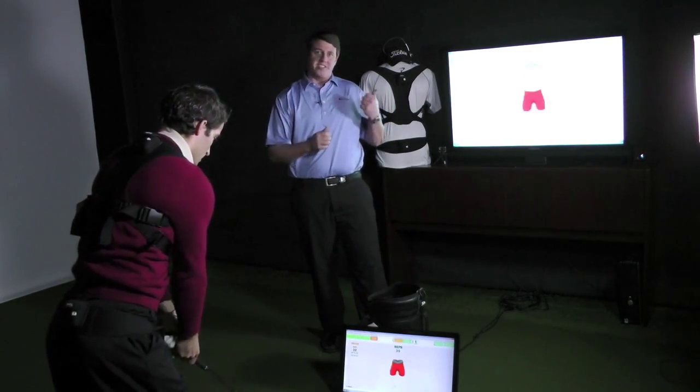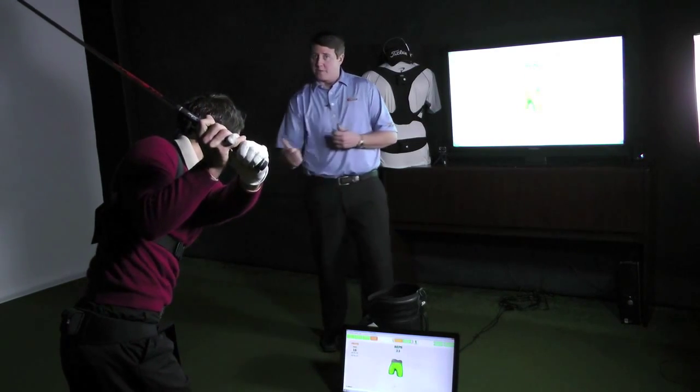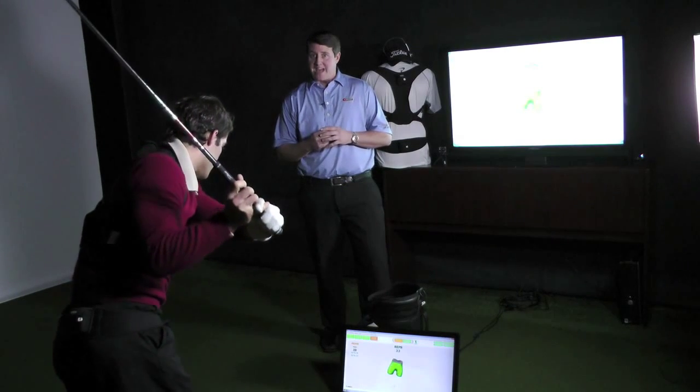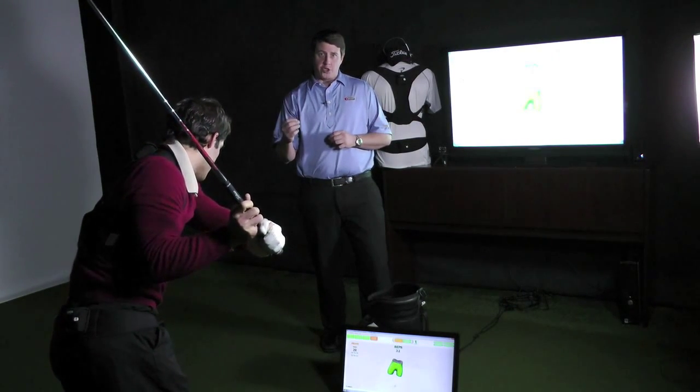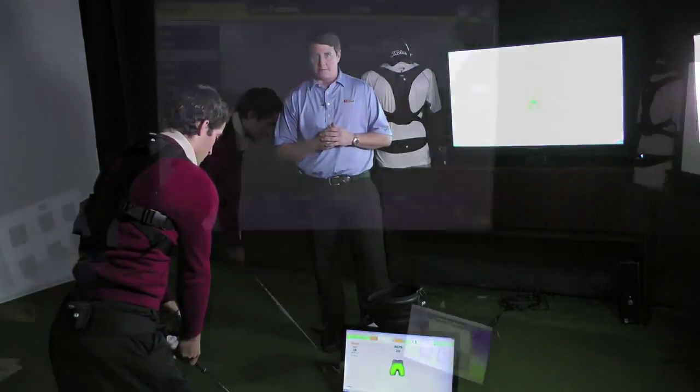These are some things that we saw with his graph that he was not doing, that was causing that golf club to come too far out to the right in his downswing. So we're actually going to do a little training here. We're going to capture another golf swing and see what kind of changes we can make.